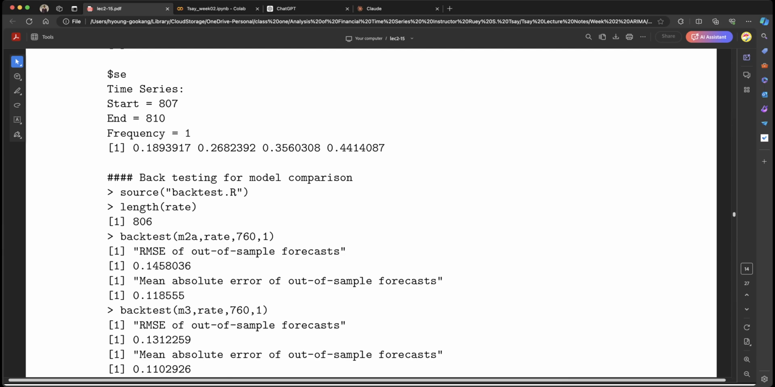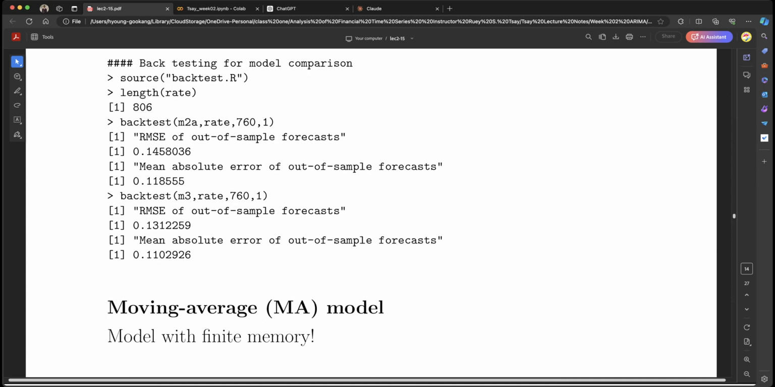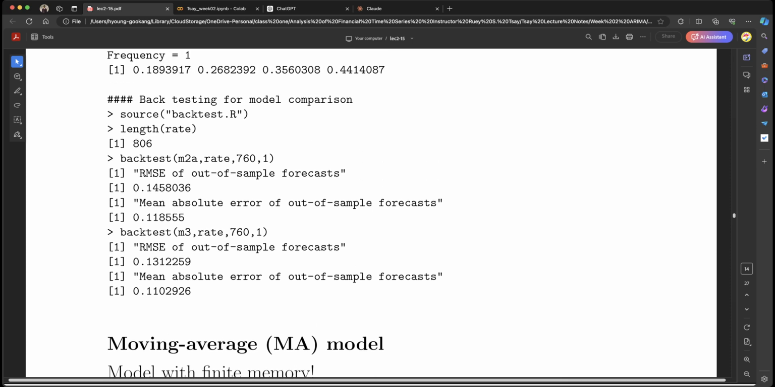Back testing for model comparison. So we do backtest in R, backtest this one, mean absolute error out of sample, backtest M3. So we compare the two models, backtest M2 model and M3 model. Which is better? Residual mean square, the smaller the better. So we can compare this one and this one. Okay, this is smaller. So this M3 model is better.